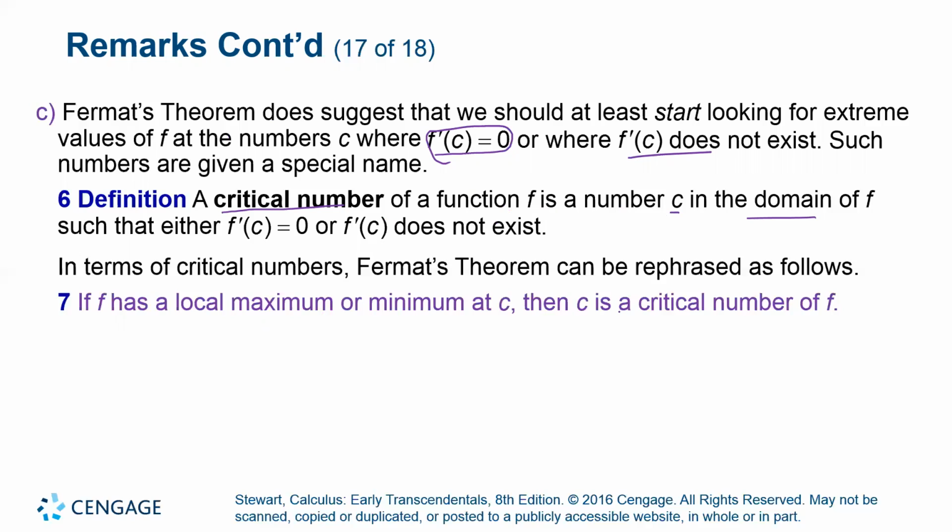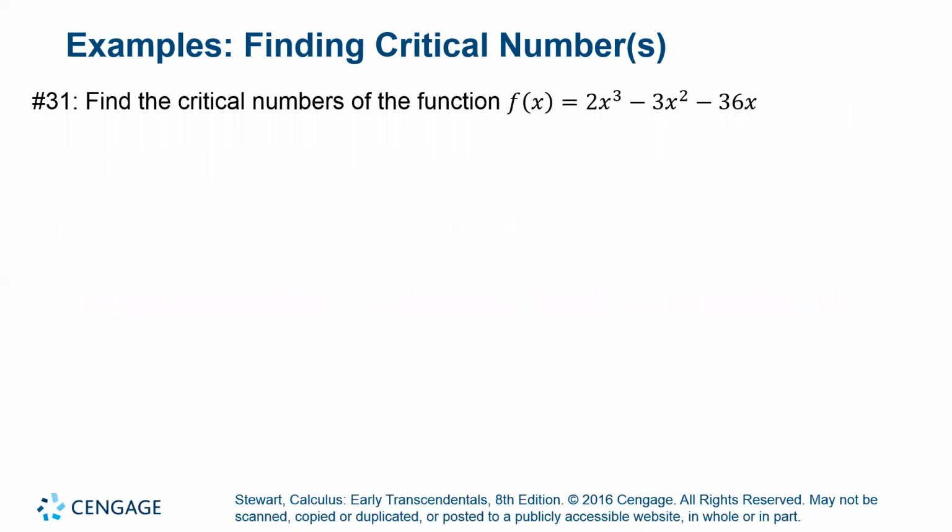Now, in terms of Fermat's theorem that we talked about, we can rephrase it as the following: if f has a local maximum or local minimum at c, then c is a critical number. And therefore, we can use this definition in combination with Fermat's theorem, where we consider f prime at c equals 0, or it doesn't exist, to find the local maximum and local minimum values.